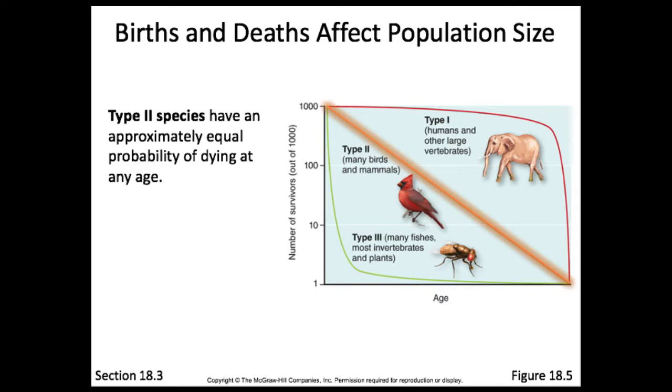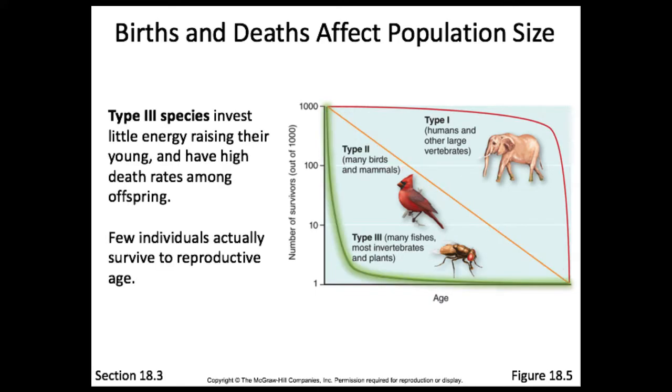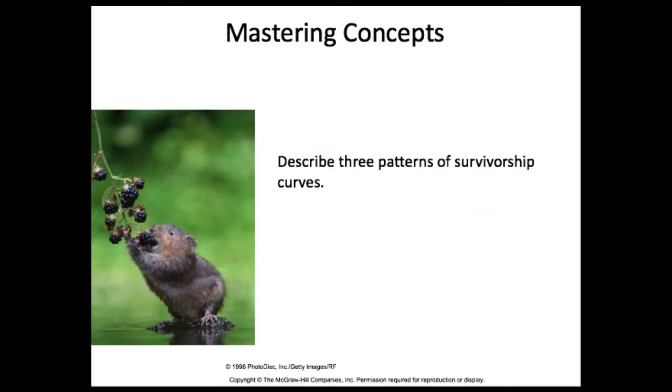Type 2 species have approximately an equal probability of dying at any age. Type 2 species includes many types of birds and mammals, including squirrels that we talked about earlier. Type 3 species invest very little energy into raising their young, and therefore have very high death rates among their offspring. Those babies are born, and most of them get eaten right away. So therefore, very few individuals actually survive to the reproductive age. When you're studying for our next exam, make certain that you can describe the 3 patterns of survivorship curves.